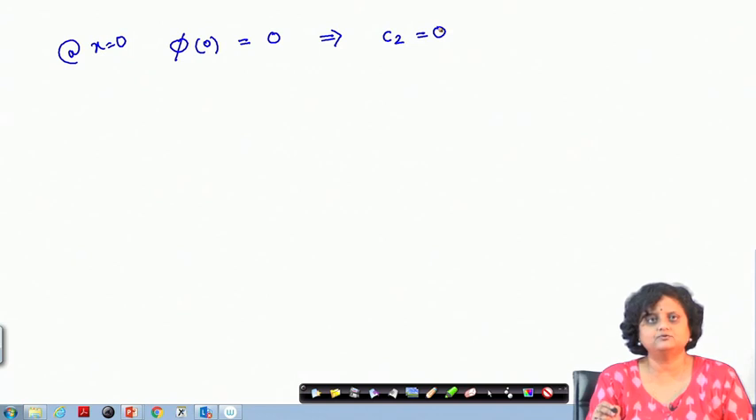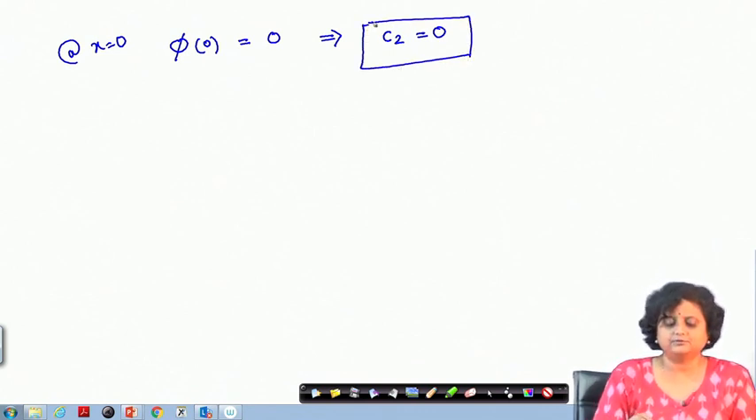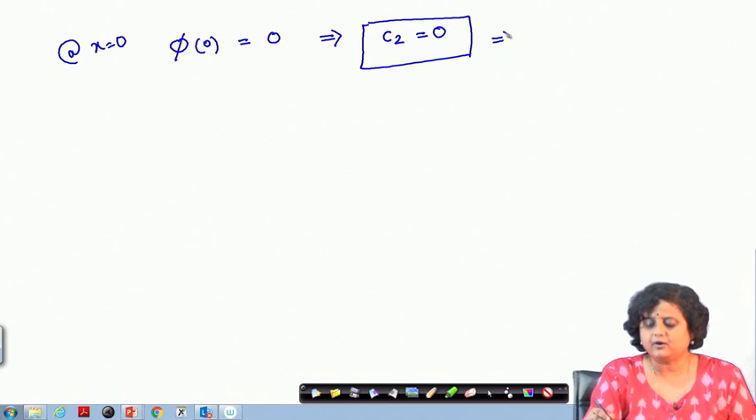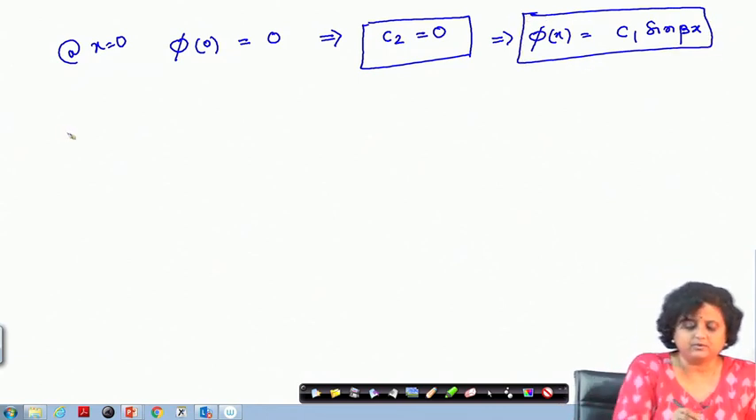Cos beta 0 is 0, and so C2 is what is left, and that is equal to 0. So, I get C2 equals 0 from the first boundary condition. Therefore, my mode shape now is going to be C1 sin beta x. Now, let us look into the second boundary condition.